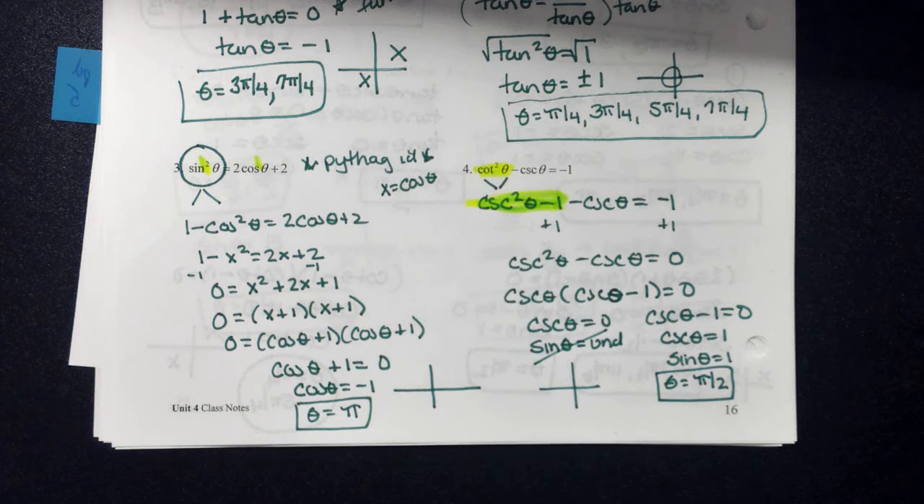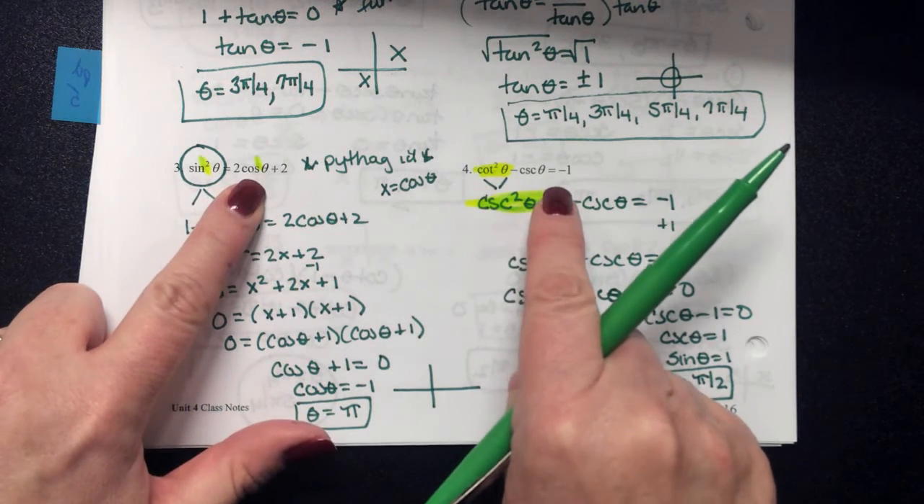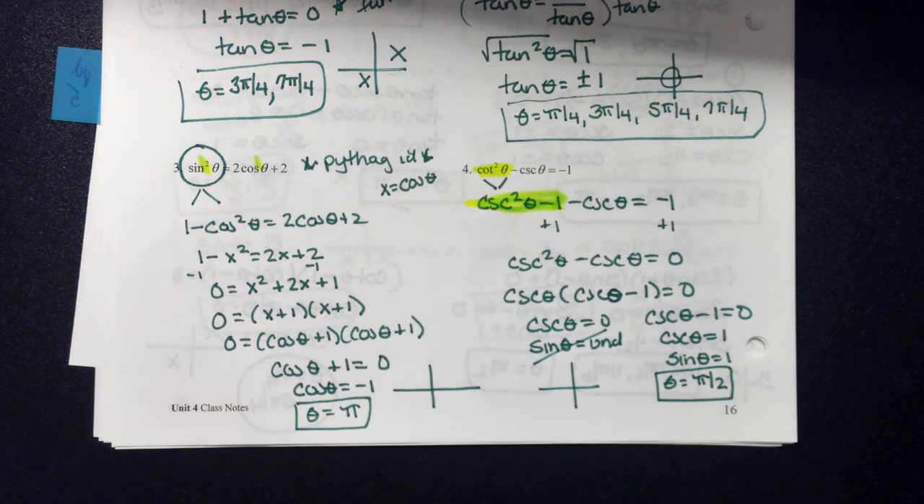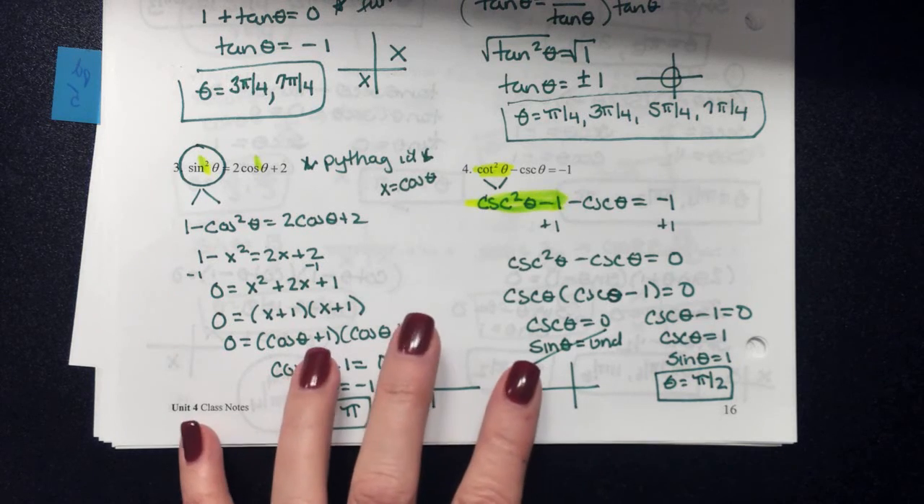So examples 3 and 4 are examples of when you're going to need to use that Pythagorean identity substitution. All right, so when you see one trig function squared and a different trig function raised to the first power, that's a red flag to possibly try a Pythagorean identity substitution. Any questions on 3 and 4?